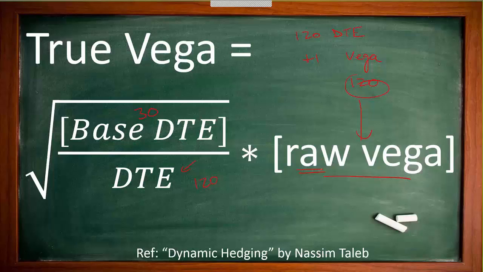So going back to it, if you had this 120 one long contract, you'd say 30, and it's always 30, right? Divided by the DTE, 120, square root, multiply that by the raw Vega. And that will give you a weighted Vega number. All right, first up, any questions on that? Okay, so let's start with that, right?